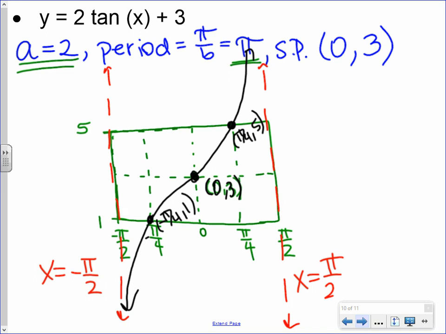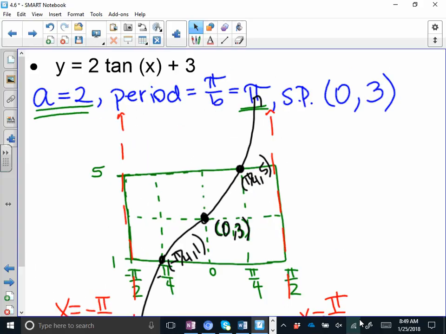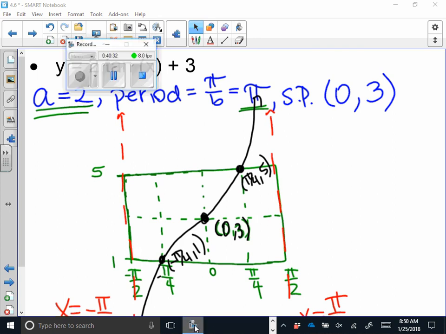All right. What's the period of tangent? Pi. Forget it. Could you initial? Yes.